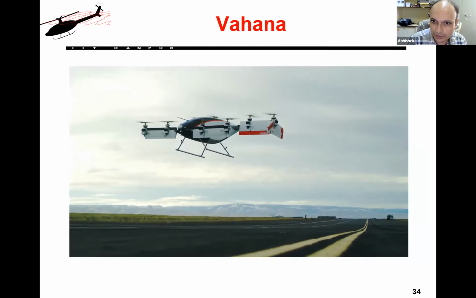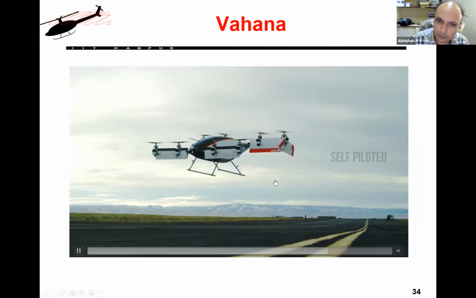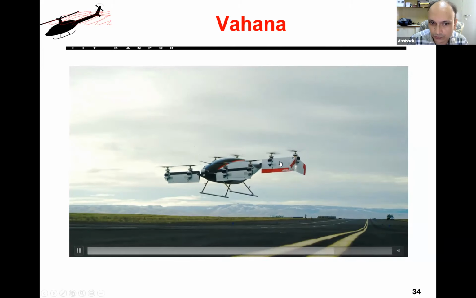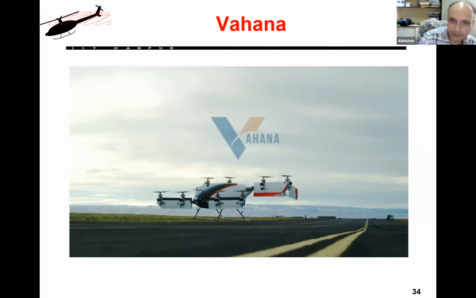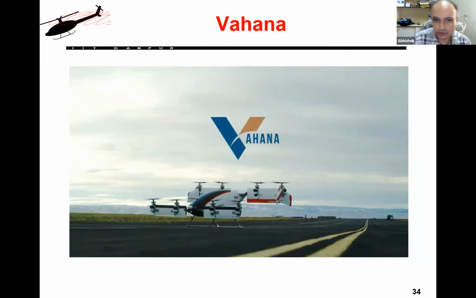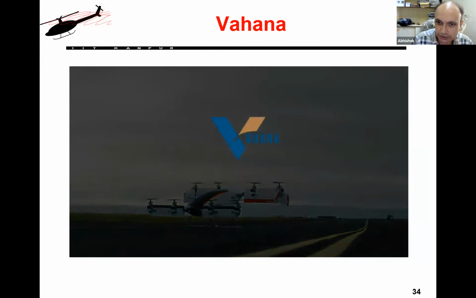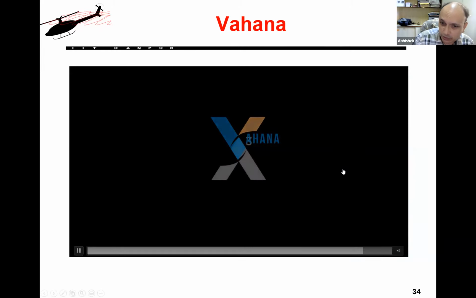It's an all-electric vehicle, which is a tandem wing configuration. Tandem wing means front and back. So there is one wing in front, another wing in the back. Each of these wings actually have 8 rotors in total, powered by 8 motors.